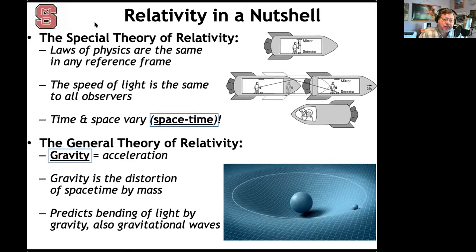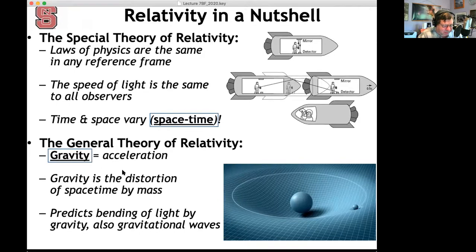So this is pretty much a summary of what you need to know about general and special relativity in the context of this course. And note, space-time, the idea that time and space vary, is a concept of the special theory of relativity, while gravity equals acceleration, and gravity being the distortion of space-time, are concepts of the general theory of relativity.